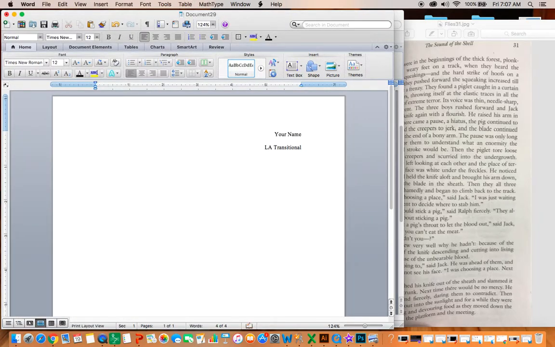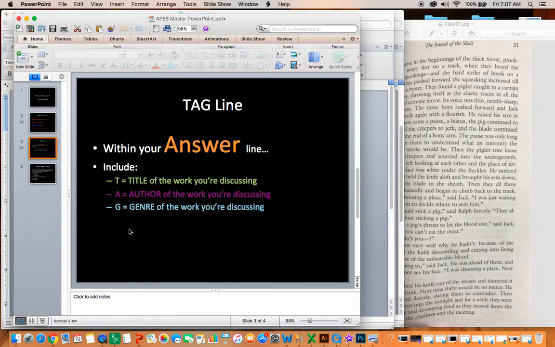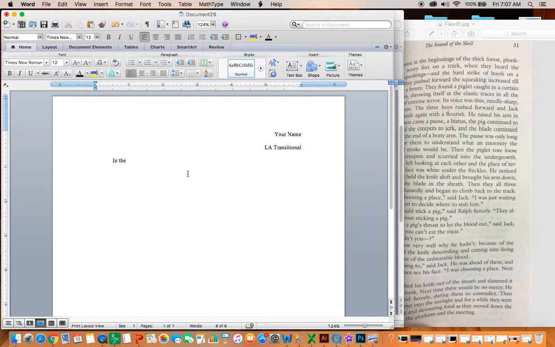So we're going to indent, hit the tab key, and genre is the first one from the tagline. Genre type, Lord of the Flies is a novel. In the novel, then we want our title. So a title of a novel, a title of a longer work, should be italicized, which is this one up here. It tells your reader that it's the title, by William Golding. And now we want to answer the question.